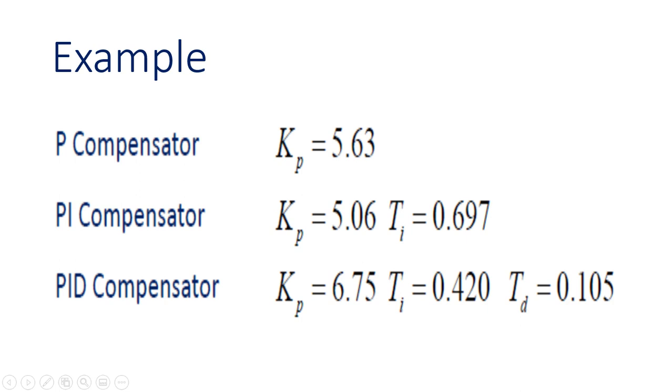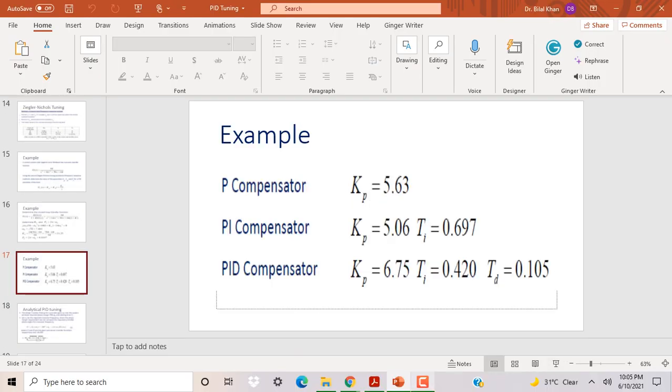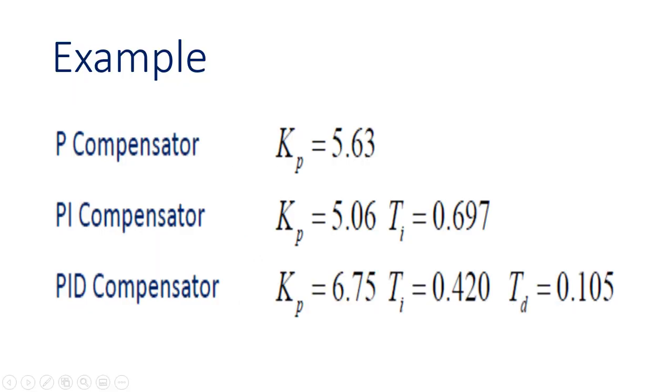Now I use the table, and from the table I know that Kp is 5.63. For the PI controller Kp is 5.06, Ti is equal to 0.697. Similarly for PID you have Kp, that is 6.75, and 0.420 and 0.105. So this is the way you can easily tune the controller. Now here I will stop, and this is the way you can do the tuning using the ZN method.